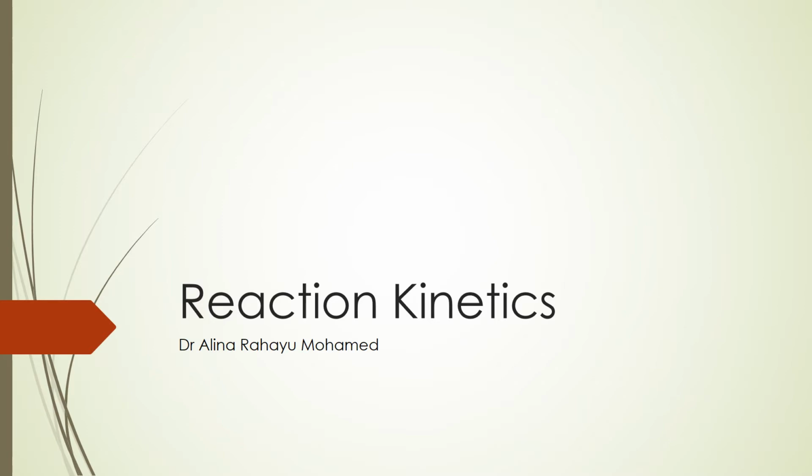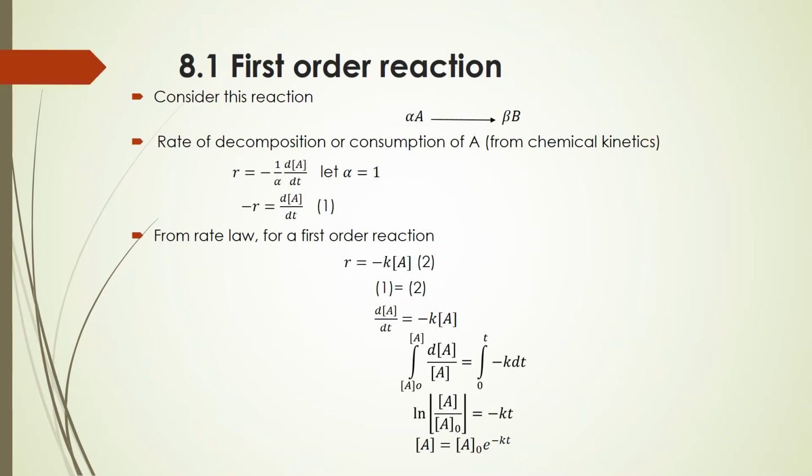Okay, this is the second lecture on reaction kinetics. First order reaction. Let's consider this reaction: we have the decomposition of A to B. Alpha and beta are the number of moles of A and B respectively.